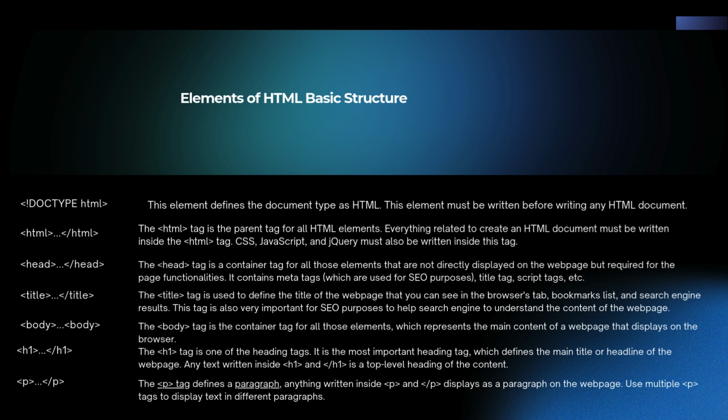Then next we have the title tag. It's used to define the title of a web page that you can see in the browser, bookmark list, and search engine results. This tag is very important for search engine optimization purposes because it helps the search engine to understand the contents of the web page. The body tag. This tag is a container for all the elements which represent the main content of a web page that displays on the browser.